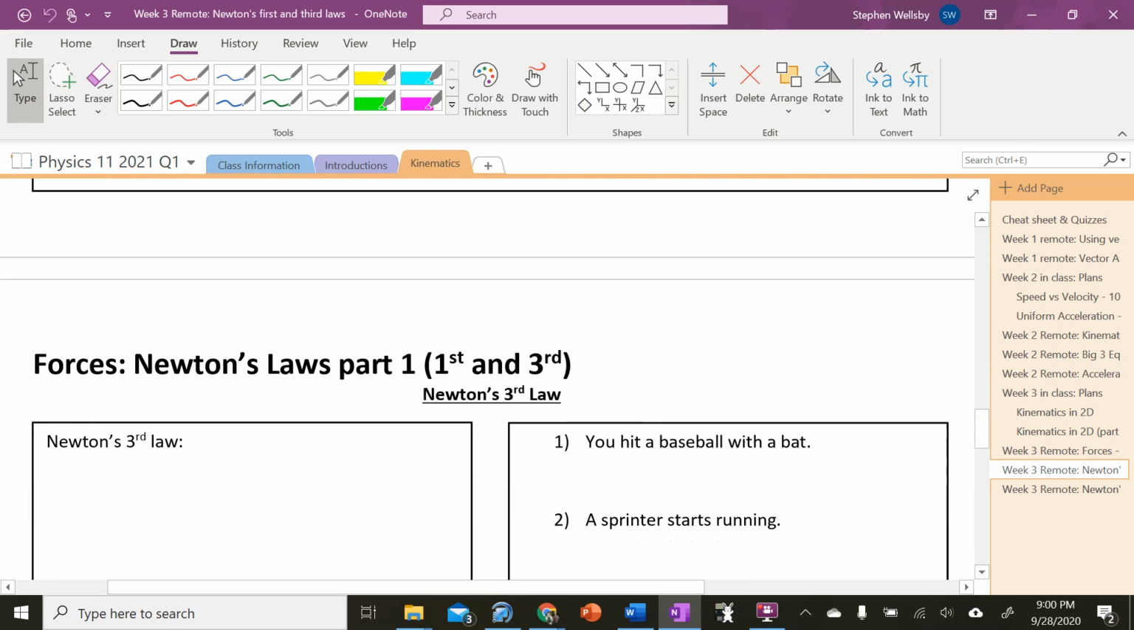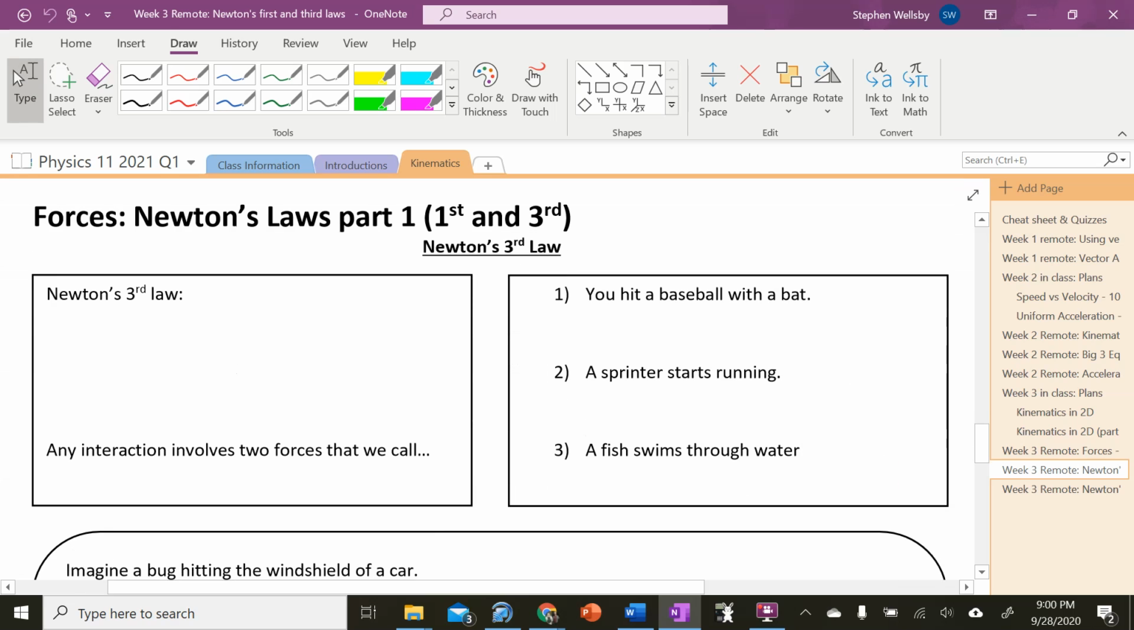Okay, so hopefully you've gone through that. And now we're going to take a quick look at Newton's third law. Now, Newton's third law, I'm just going to let you know ahead of time, is probably the most widely misunderstood law. This is the one that the majority of people have a misconception about, that we're going to try and tackle today.